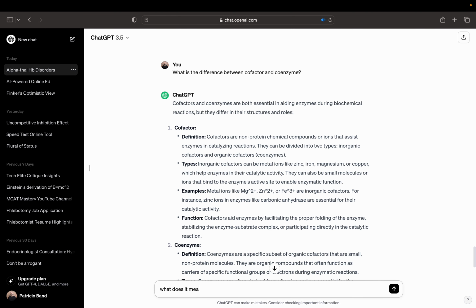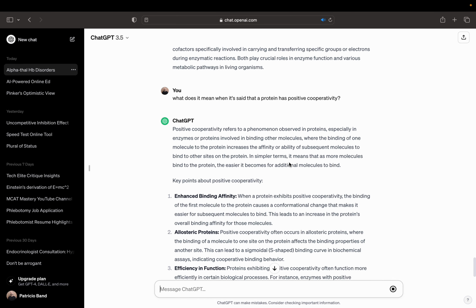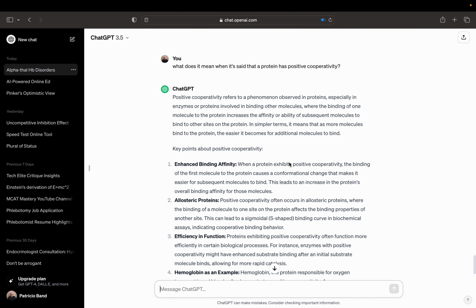What does it mean when it's said that a protein has positive cooperativity? Positive cooperativity refers to phenomena observed in proteins, especially in enzymes or proteins involved in binding other molecules, where the binding of one molecule to the protein increases the affinity or ability of subsequent molecules to bind to other sites on the protein.